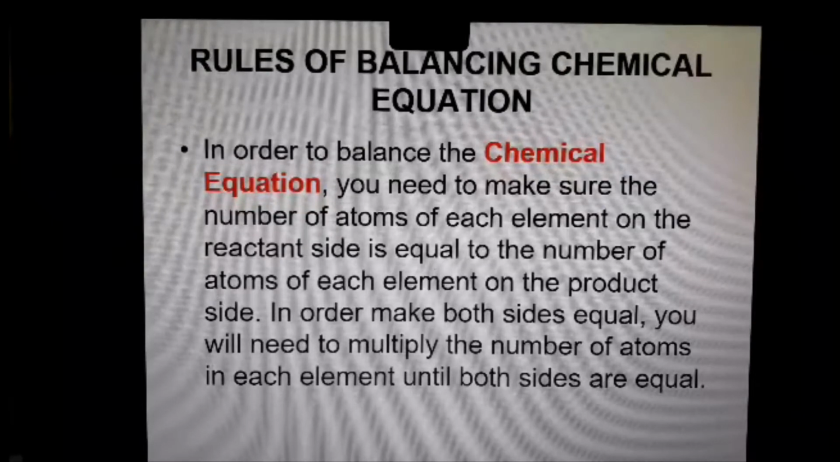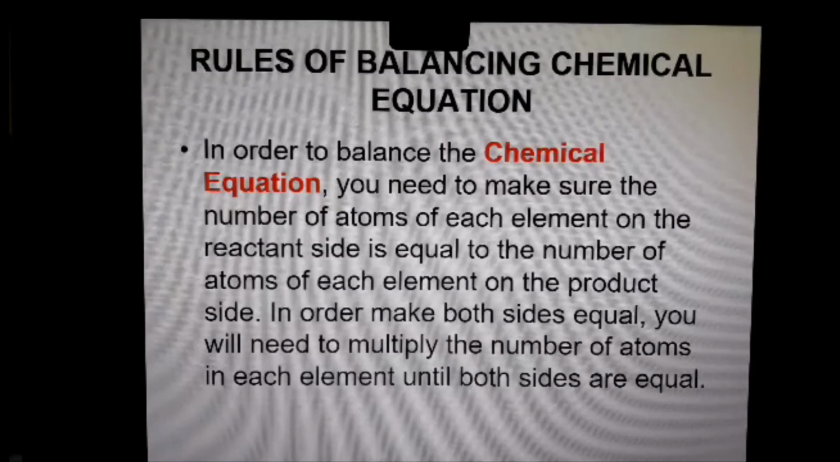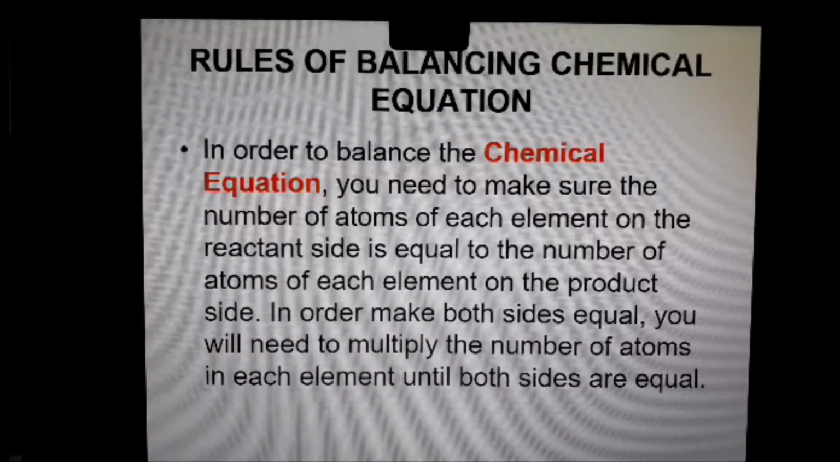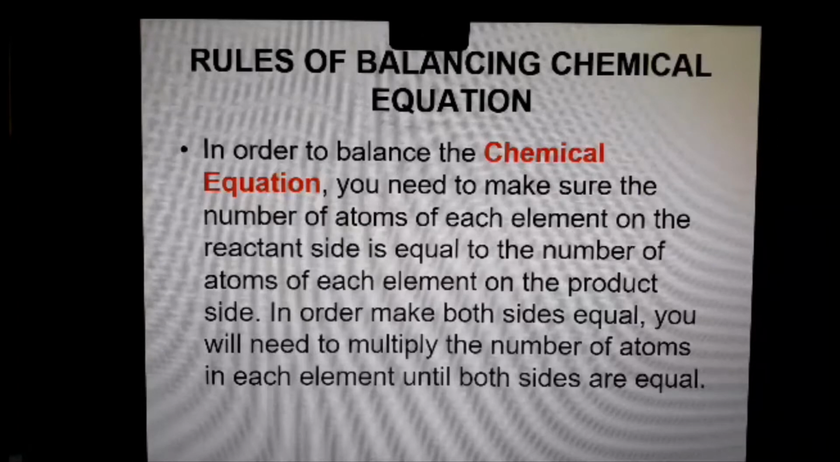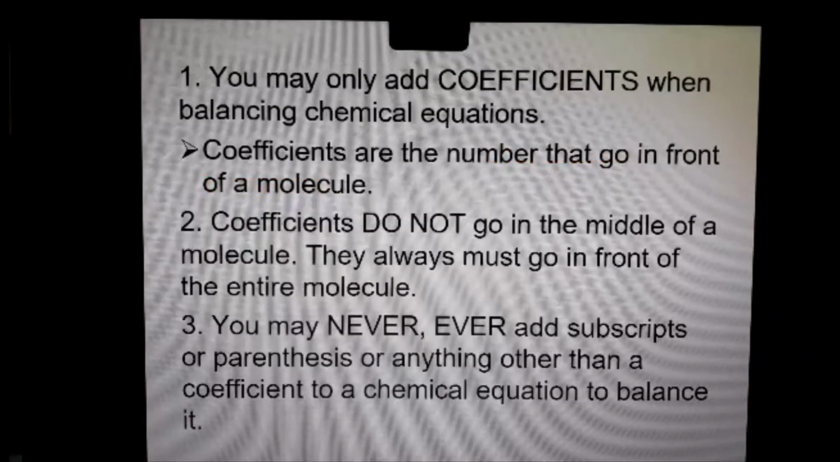In order to balance the chemical equation, you need to make sure the number of atoms of each element on the reactant side must always be equal to the number of atoms of each element on the product side. In order to make both sides equal, you will need to multiply the number of atoms in each element until both sides are equal. What do we call the number that we're going to multiply? That's what we call the coefficient number. So let us try to see what the rules are.